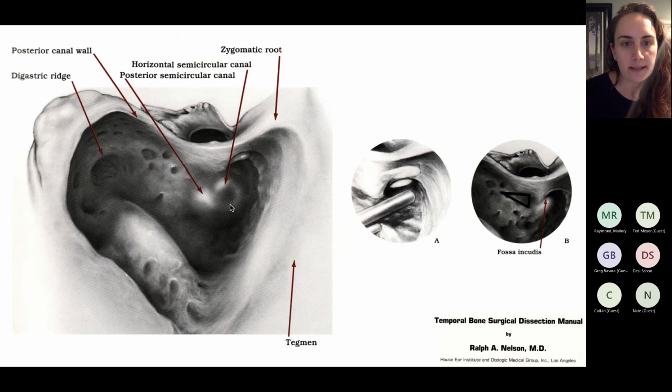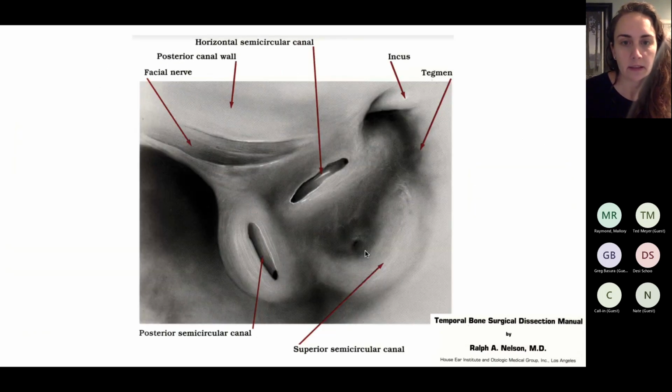Here we've defined our semicircular canal, so horizontal, posterior, superior is going to be a little deeper. And we've also found incus, which tells us about the level of our facial nerve in the facial recess. Starting to open our horizontal canals.